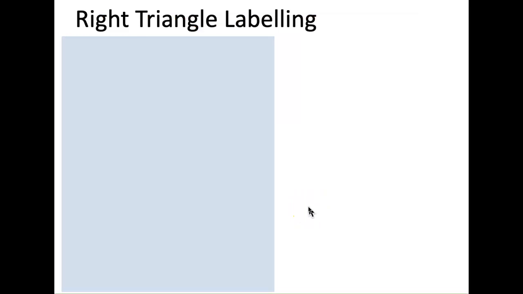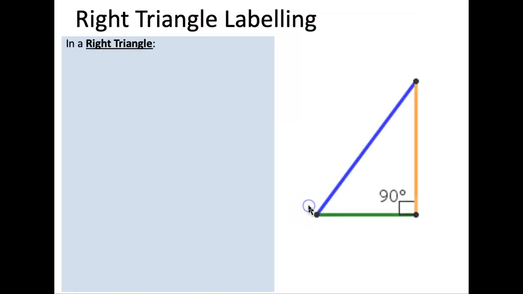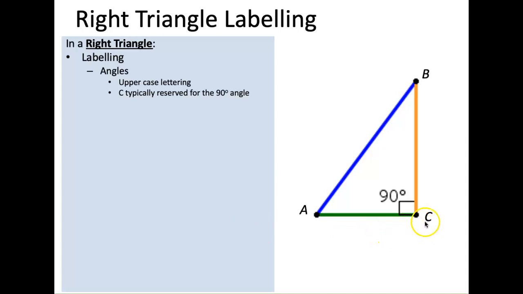So let's look at some things. In a right triangle, here's our little drawing of a right triangle. We want to be able to label things, and even if they don't tell us it's a right triangle, when you see this little box drawn here, automatically that's a right angle. We want to label the angles with uppercase letters, and typically we save the capital C for the right angle. Then A and B are the two acute angles.